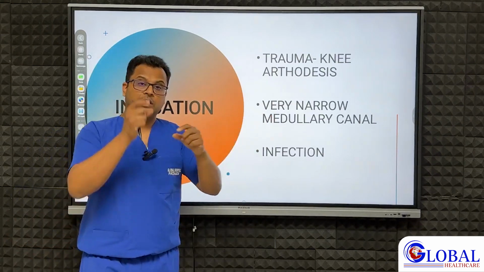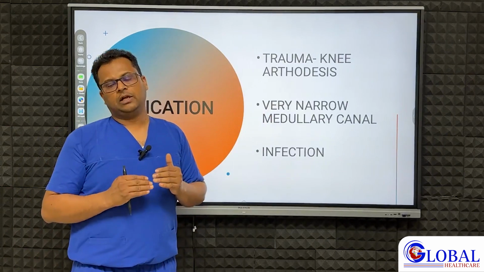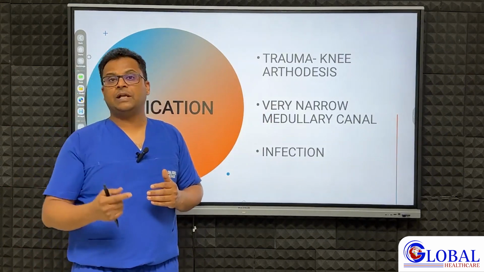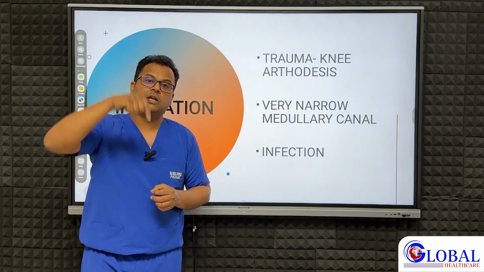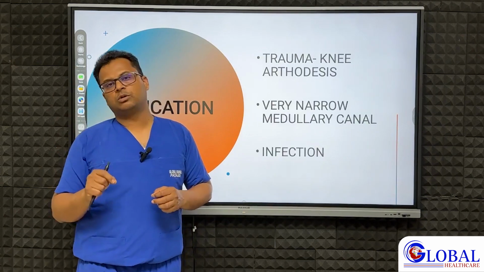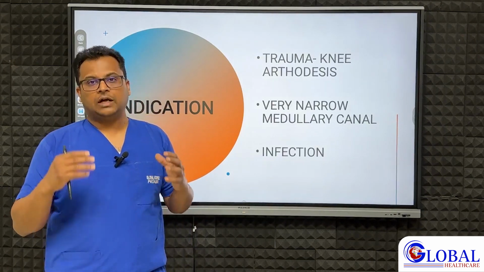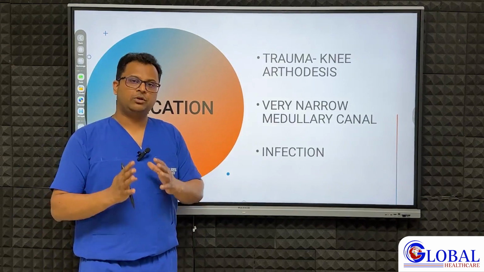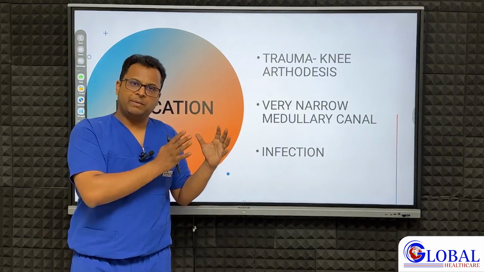Similarly, if your canal is very narrow, and you are going for limb lengthening, for stretcher limb lengthening, but the canal through which we put the nail is very, very small, then also it is very difficult to go for other methods, especially the nailing method. Then we need to prefer the pure Ilizarov methods.